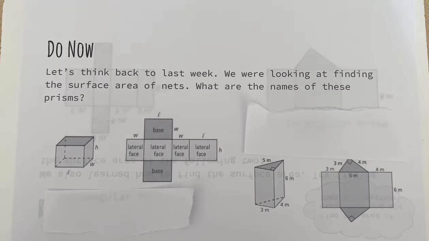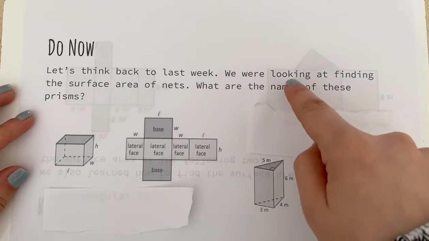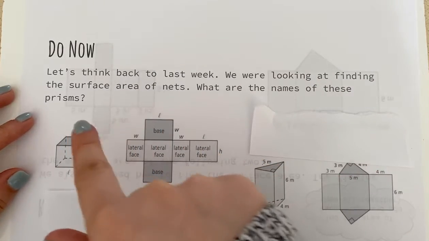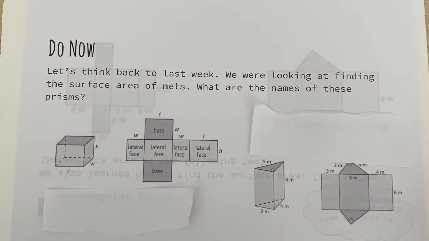It says, let's think back to last week. We were looking at finding the surface area of nets. What are the names of these prisms? So they're both prisms. Think back. Can you remember what their names were? Take a second, answer the questions.